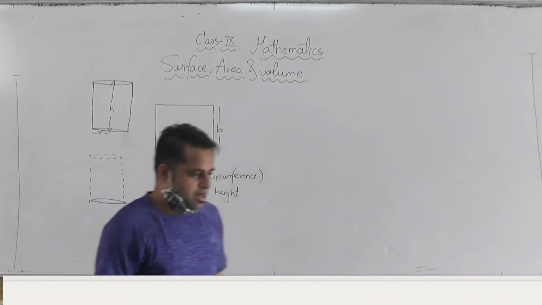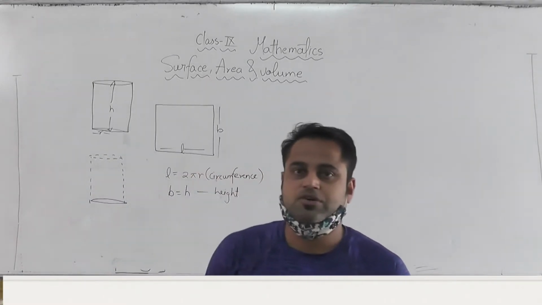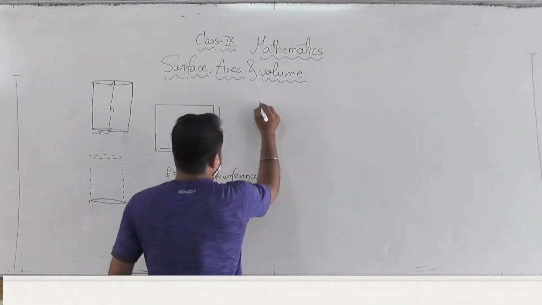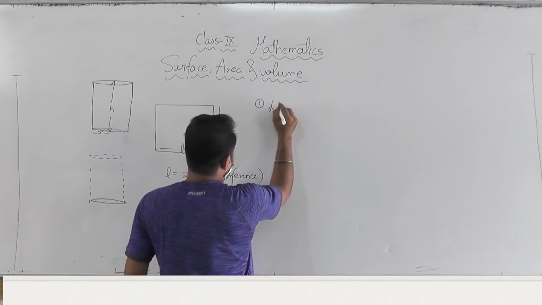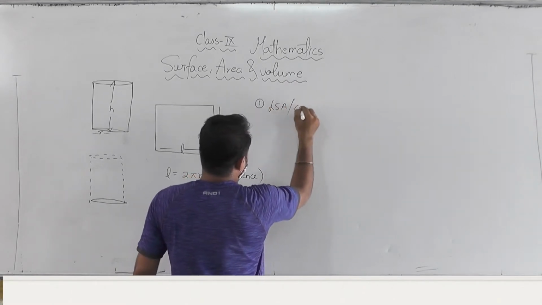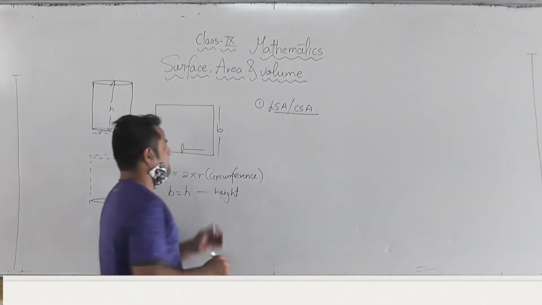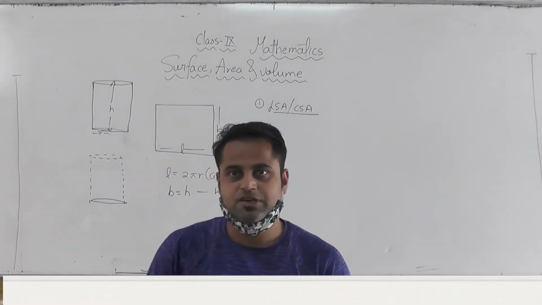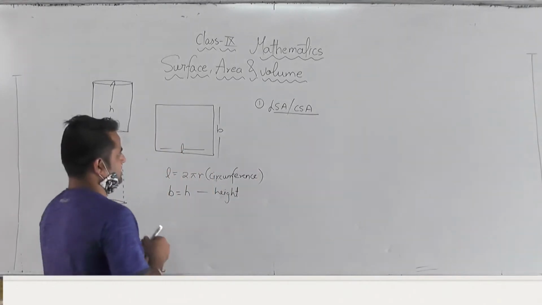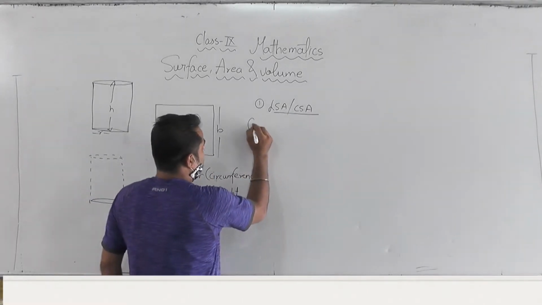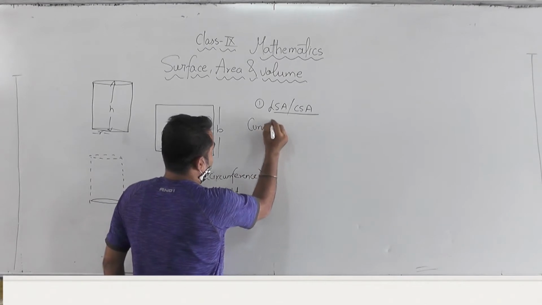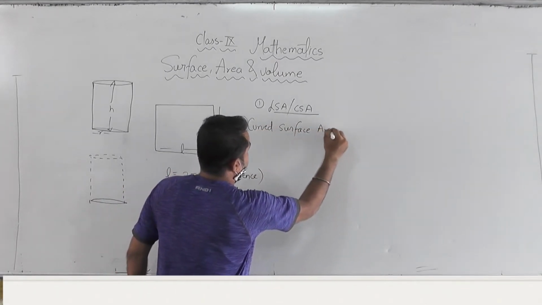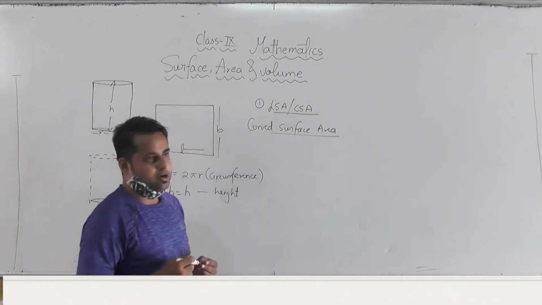Now we will discuss its surface areas. First is LSA or CSA. Since the surface of this cylinder is curved, we can call it CSA. You all know that in the curved surface area we do not count the area of the top and bottom.